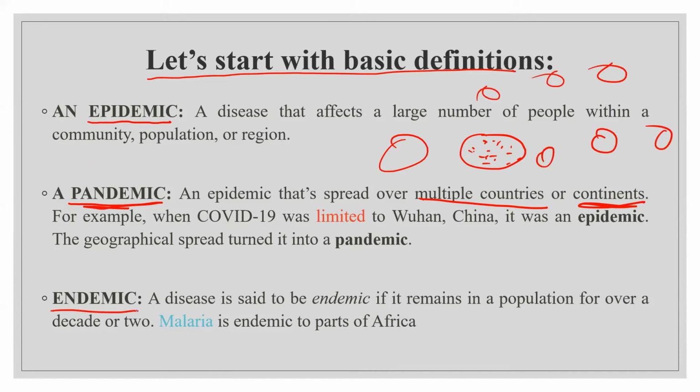And what is endemic? Endemic is a disease that remains in the population for a decade or two. Diseases of the other type come very fast and they can also go very fast. But endemic diseases are those which remain in the population for a decade or two. An example is malaria, which is endemic to many parts of Africa. So I hope these three terminologies are clear: epidemic, pandemic, and endemic.